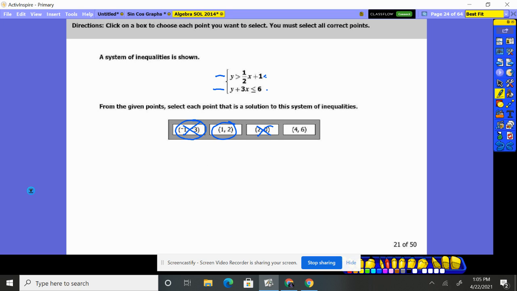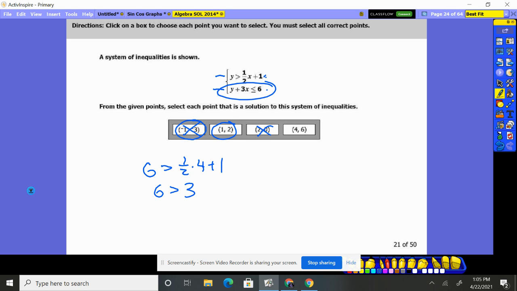Yes, this is a bit of a pain, but no big deal. It's not that hard to do. I check the first equation. Y being 6, is that bigger than 1/2 times the x value of 4, plus 1? Is 6 bigger? 1/2 of 4 is 2. 2 plus 1 is 3. Yep, 6 is bigger than 3.